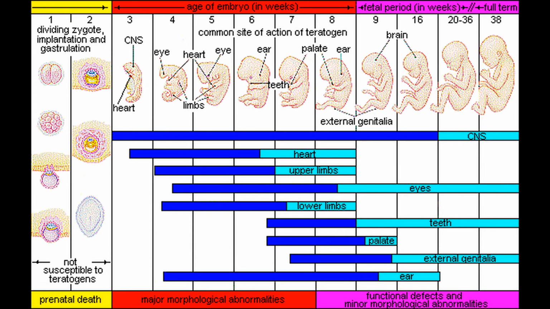A teratogen is known as any type of chemical or environmental agent that's consumed or inhaled by a pregnant woman that can cause damage to the developing embryo or fetus. There are many different types of teratogens, including alcohol, medication, cigarettes, diseases, and even a lack of nutrition.